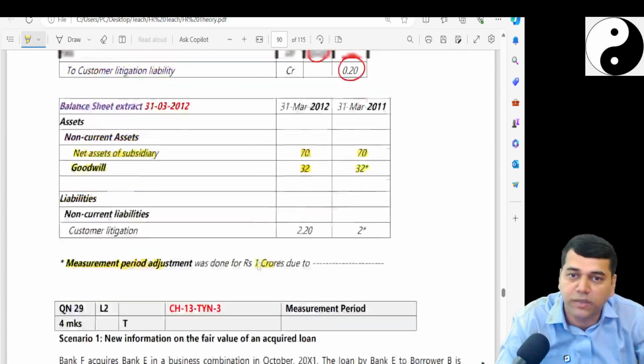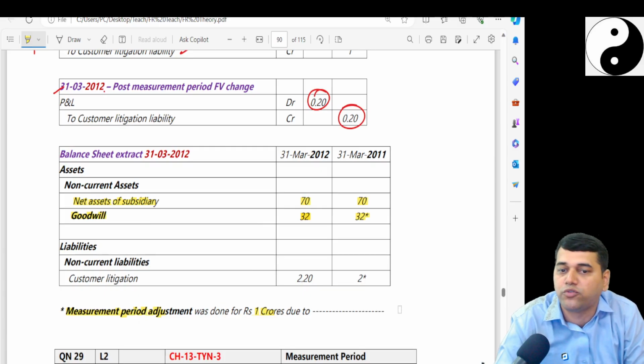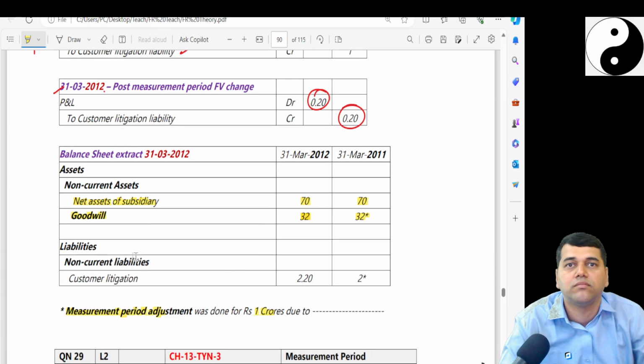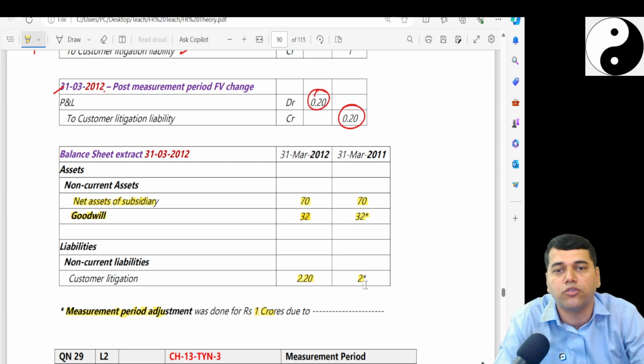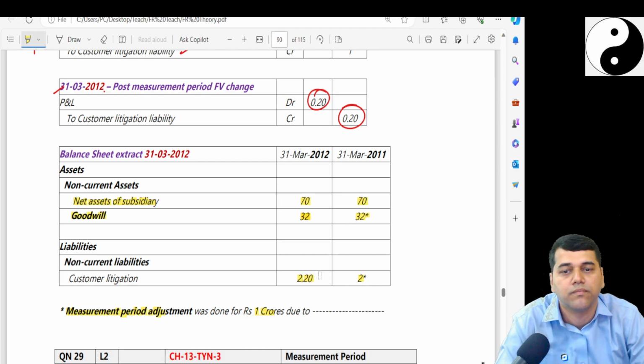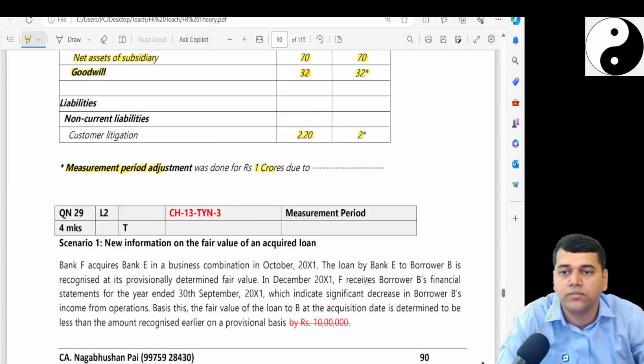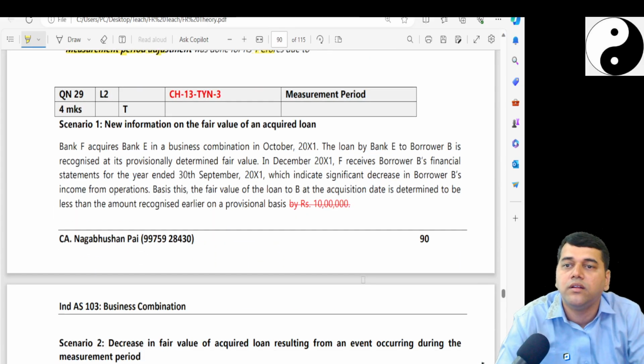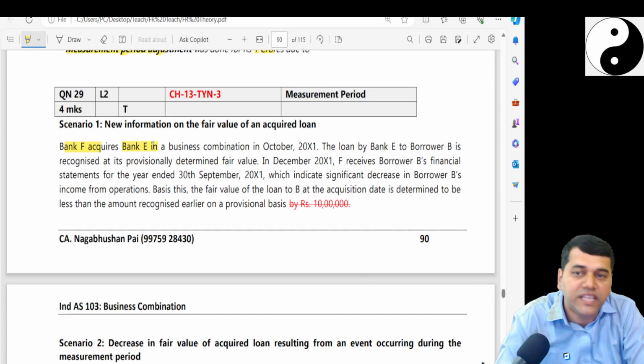So when you retrospectively change, you have to say that so and so happened. And customer litigation also you will say the same thing. Because if somebody opens the last year P&L account or balance sheet, they will say only 31. Clear? Yes.